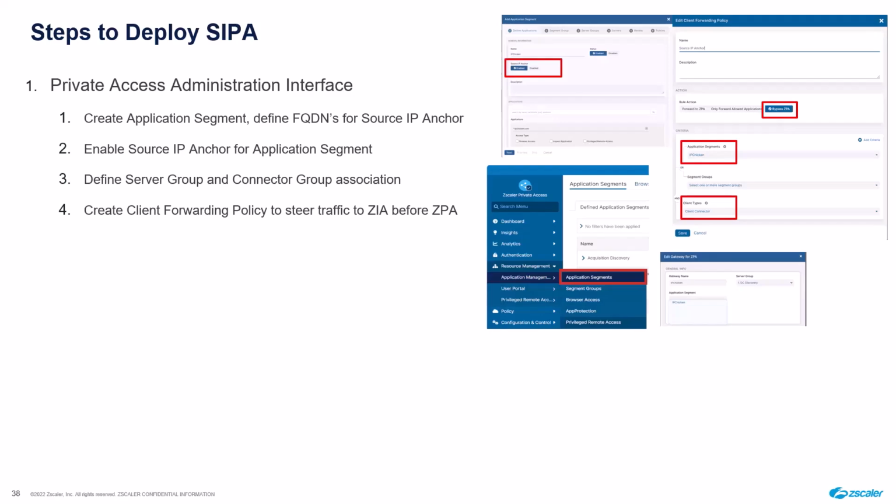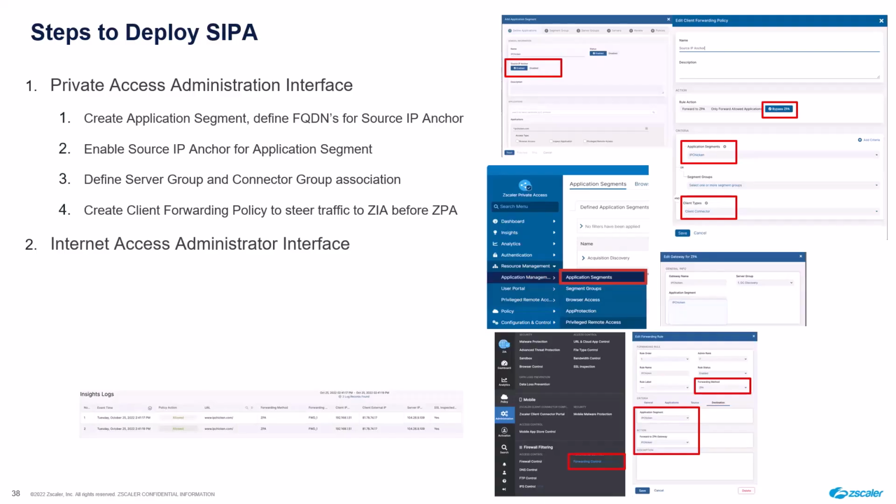And then I'm going to create a client forwarding policy to ensure that the traffic is steered towards ZIA before ZPA. So the client forwarding policy makes a decision that says, which applications does the client connector know about? And we have to explicitly exclude this application from the client forwarding policy to ensure the user doesn't connect directly through Zscaler Private Access. We want them to connect through internet access, and internet access makes the policy decision to forward through to Zscaler Private Access.